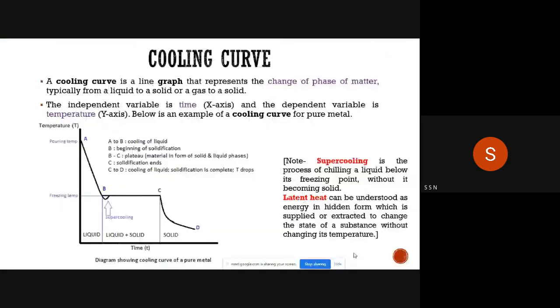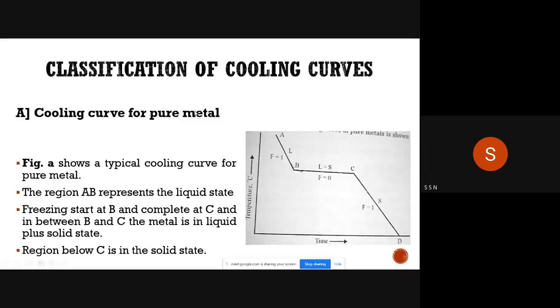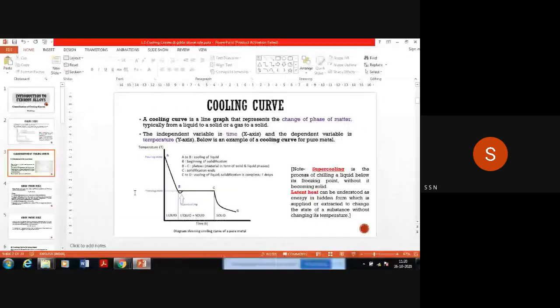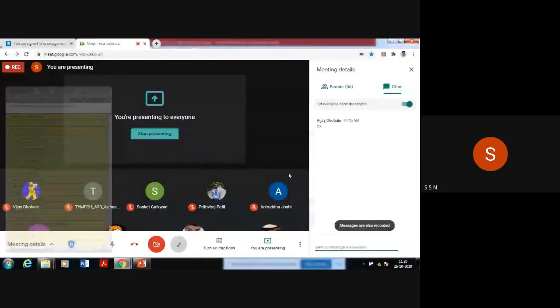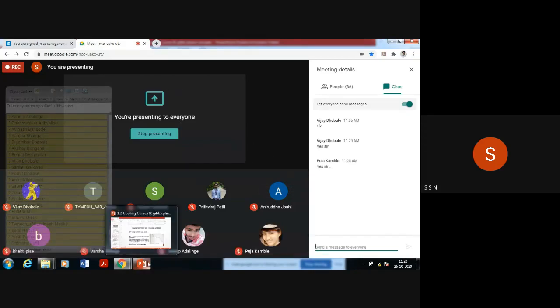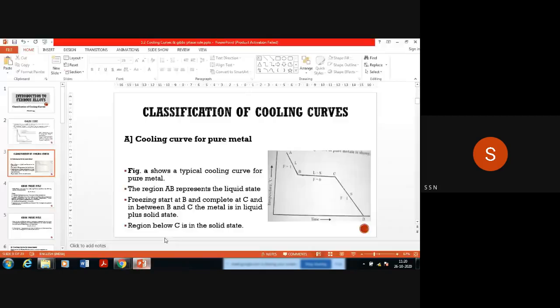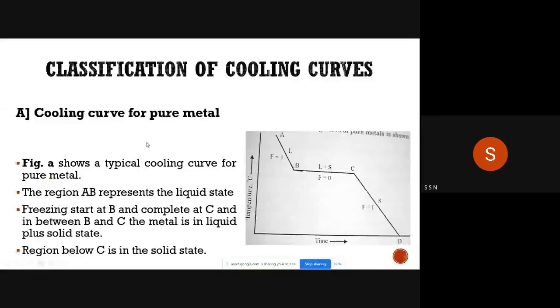So firstly, cooling curve for the pure metal. Just now you have seen the cooling curve for the metal. Is it understood? What is cooling curve and what is cooling curve for the metals? Just write in the chat whether it is understood. Yes, okay. Then the cooling curve for the pure metal we will see in detail now.